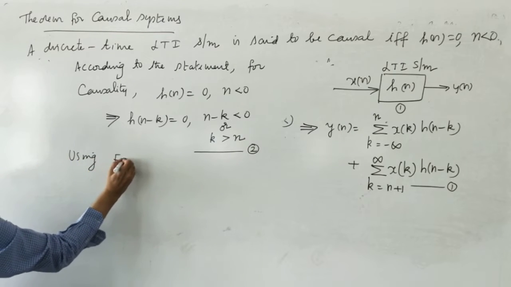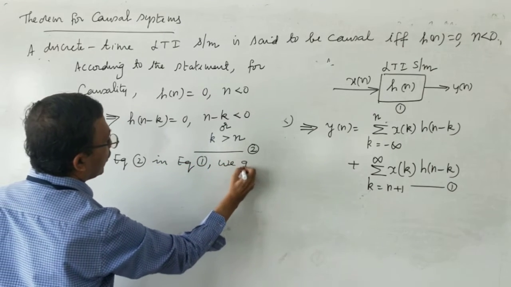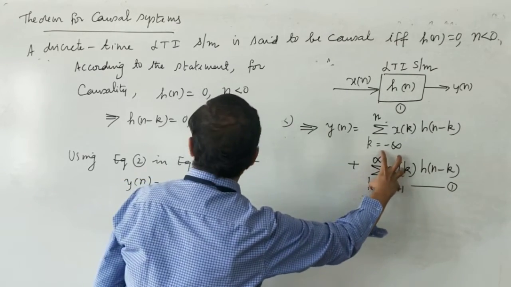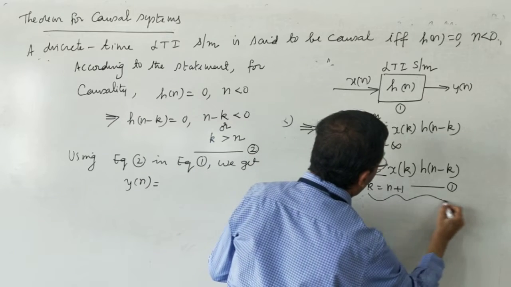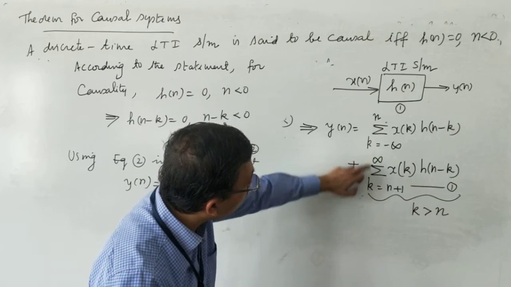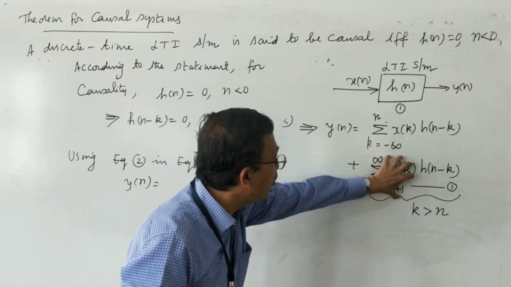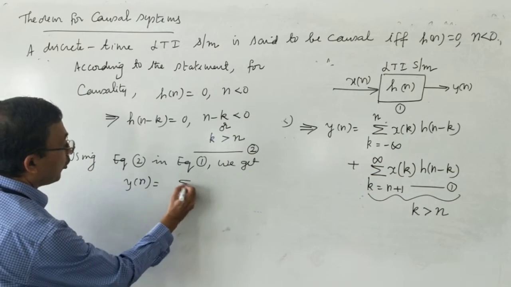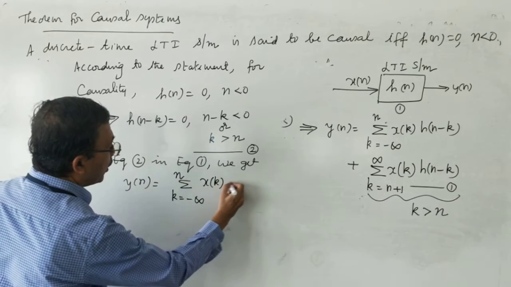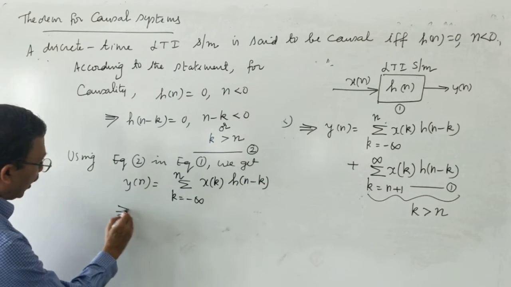Using equation 2 in equation 1, we get y of n equals, what happens is this summation will become 0 because this summation stands for k greater than n. K greater than n means k takes values from n plus 1 to infinity. Therefore, when you substitute equation 2 in equation 1, this summation will become 0. We get y of n equals summation k equals minus infinity to n x of k into h of n minus k.